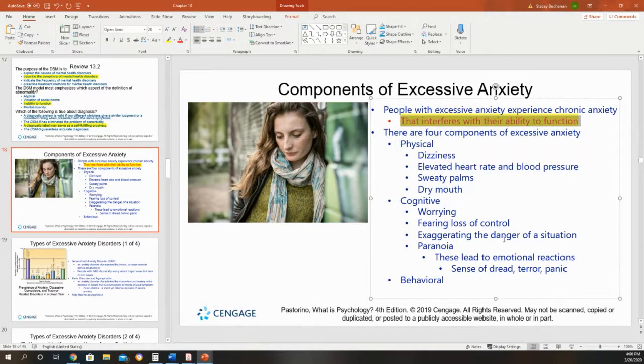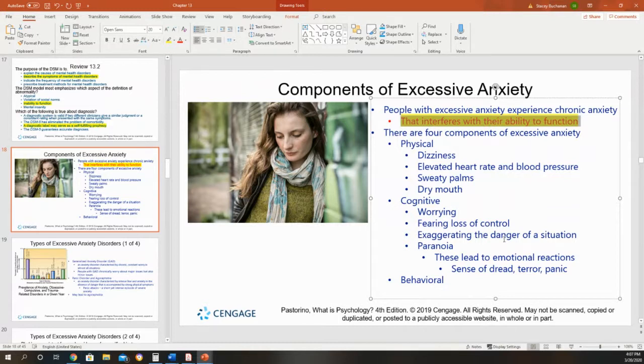Excessive anxiety is a problem when it affects their ability to function. When you're anxious about something, most people may find they can get through their day, no issue. People who suffer from excessive anxiety may not be able to hold a job. Some can't even leave their houses due to agoraphobia, which we'll talk about in a couple of slides.